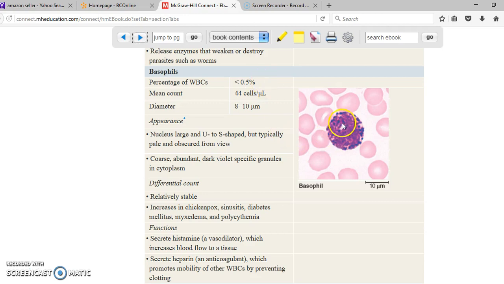As you can see here, it has a whole bunch of granules in there, right? Therefore, these chemicals that you're going to find in these granules are going to be mainly histamine, which is a vasodilator, meaning it stimulates the arrival of more blood, therefore more white blood cells can arrive in the area where you may have an inflammation, which increases the blood flow to a tissue. Also it secretes heparin, which is an anticoagulant, which promotes obviously the mobility of white blood cells.